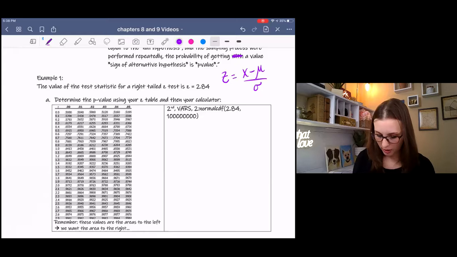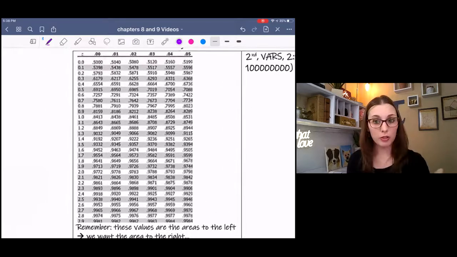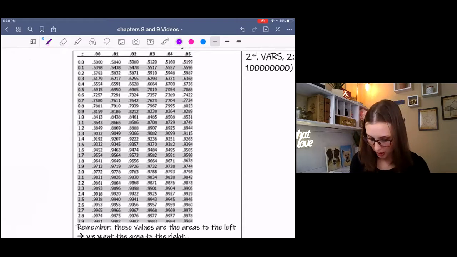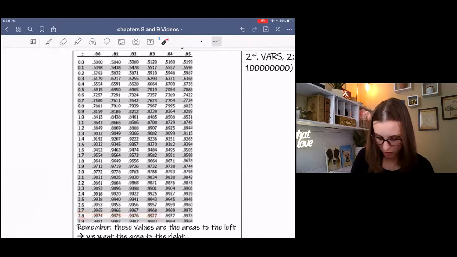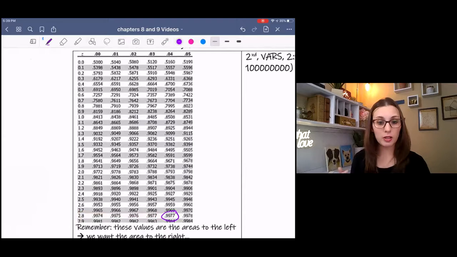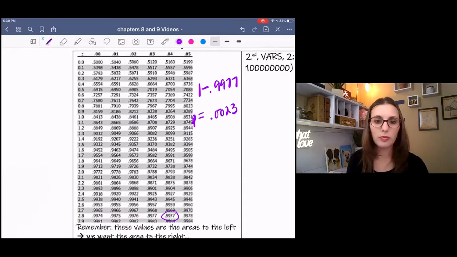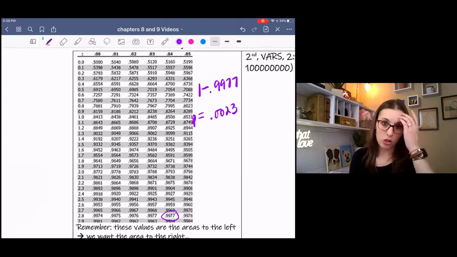Remember that the areas in the table represent the area to the left. Now this is a right-tailed test, so we're going to use that area to the left to help us find the area to the right. We're looking at 2.84. Here's 2.8 over to 4. I'm going to circle that. That's the area to the left, so the area to the right would be 0.0023. That's our p-value, which doesn't really tell us anything yet, but we are going to use it to help us make a decision.